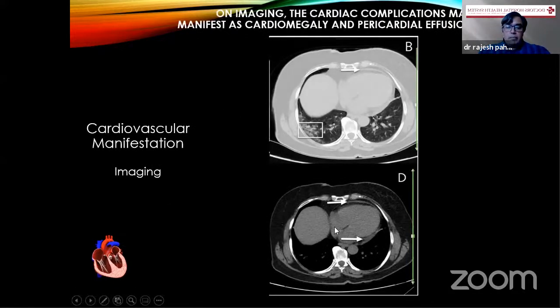On imaging, mostly the cardiac complications can be seen as cardiomegaly and pericardial effusion. As we can see in this CT image, there is this sliver of hypodensity seen around the heart, which is pericardial effusion. And in the lung window, we can see ground glass opacity suggesting COVID-19 infection.